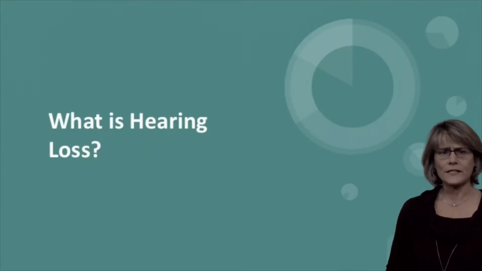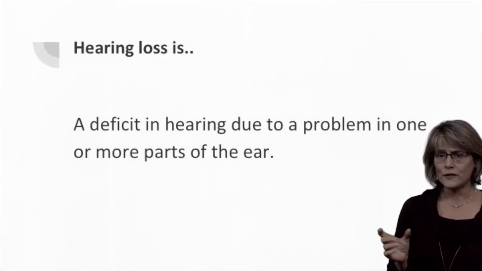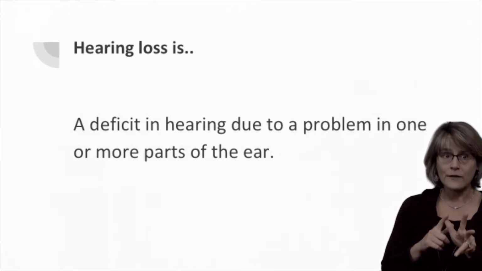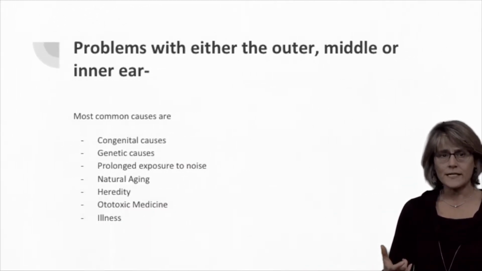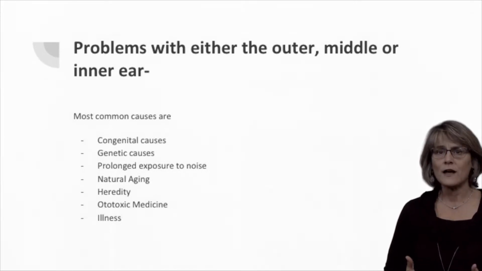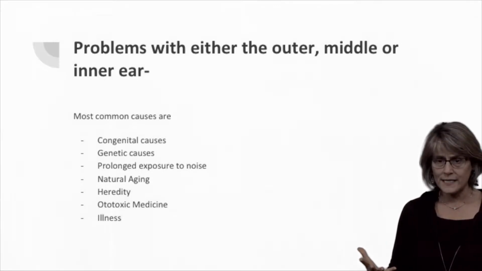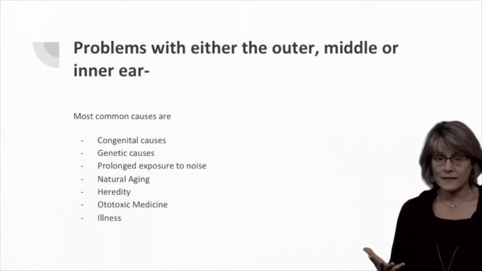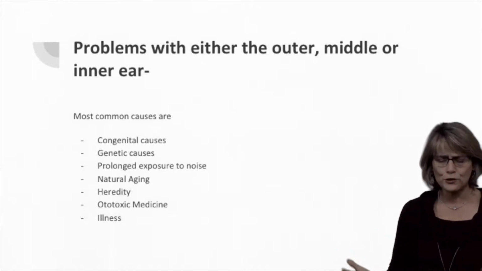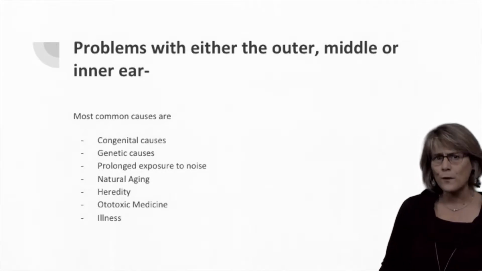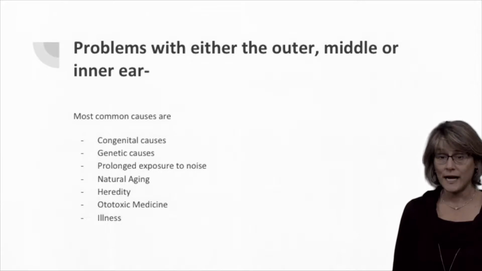So what is hearing loss? A definition of hearing loss. Hearing loss is a deficit in the hearing due to some problem in either the outer ear, the middle ear, or the inner ear. Some are congenital causes, when a baby is simply born with a hearing loss that may be progressive over time. It could be due to genetic causes or just heredity causes. Other times it may be due to prolonged exposure to noise, and even children nowadays that enjoy hunting or four-wheel riding and their music are often exposed to loud noises at very young ages.